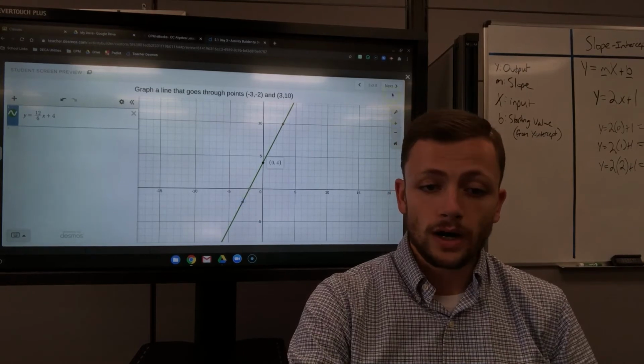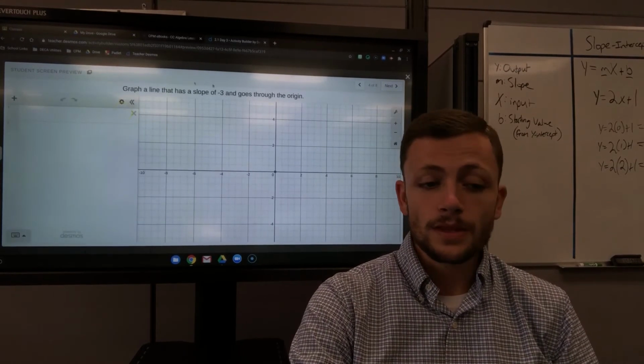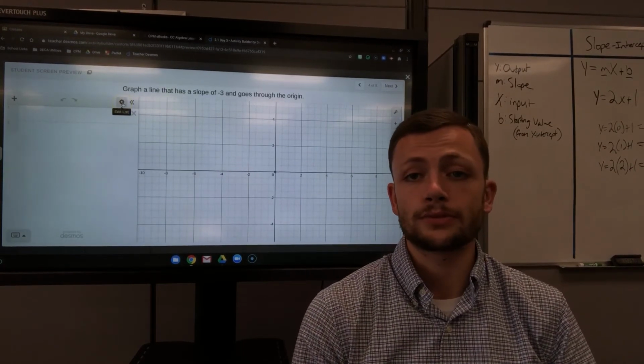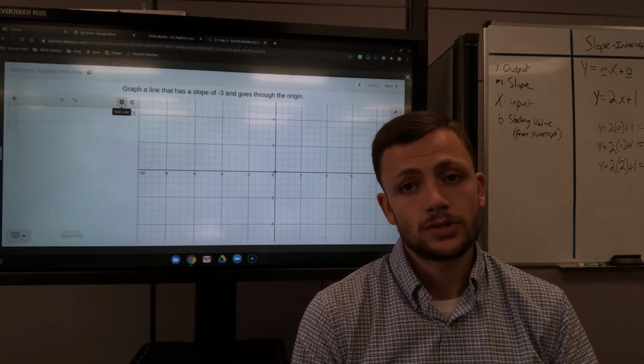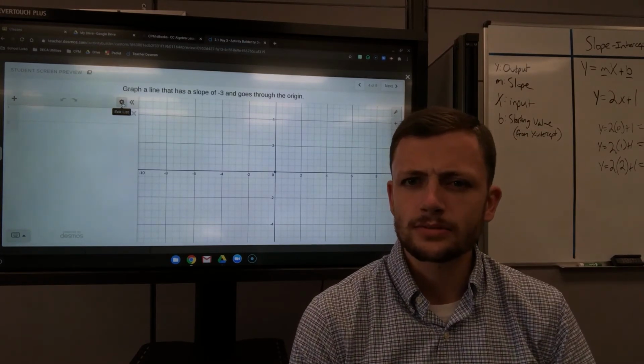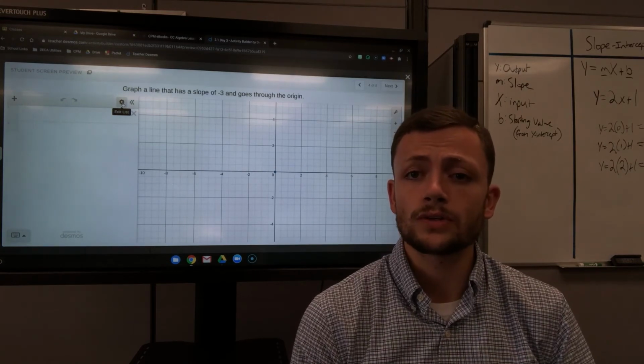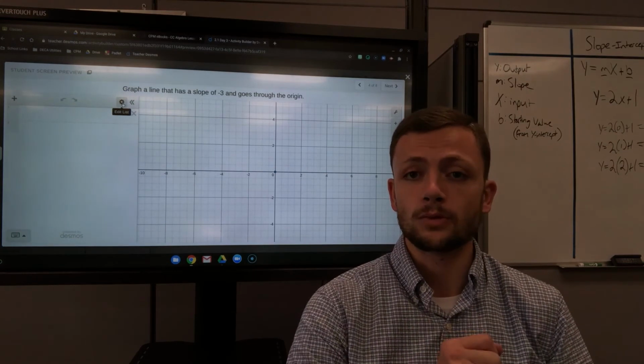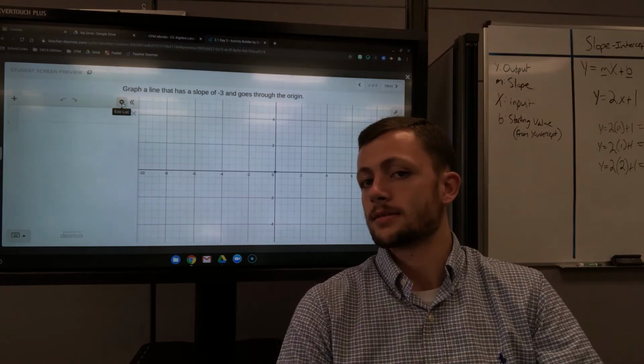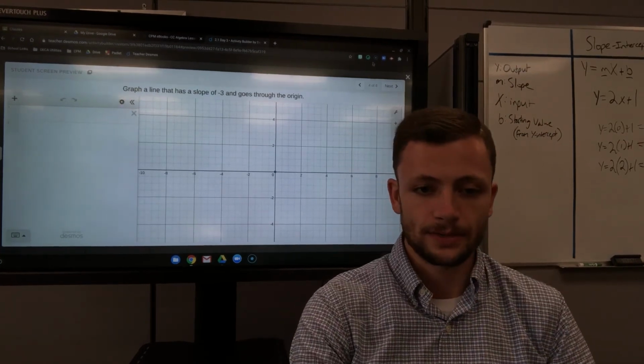So as you guys move on and you take a look at screen 4, you're graphing a line that has a slope of -3 and goes through the origin. So if it goes through the origin, what's your y-intercept? If it's got a slope of -3, what's the equation of your line going to look like? Remember, you need y equals something times x plus or minus something.